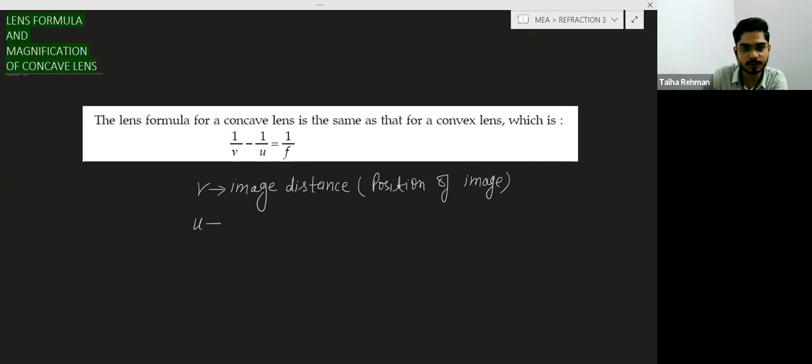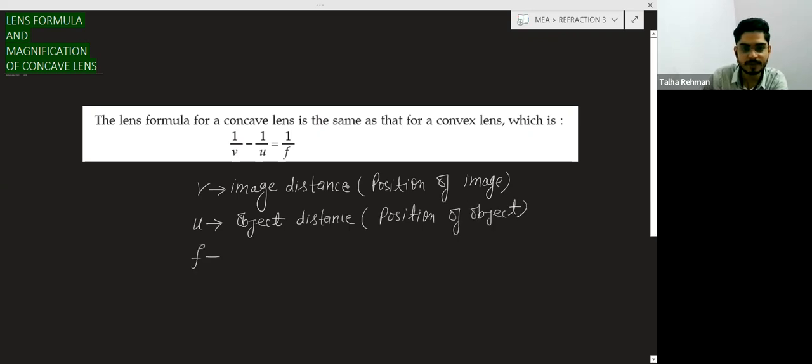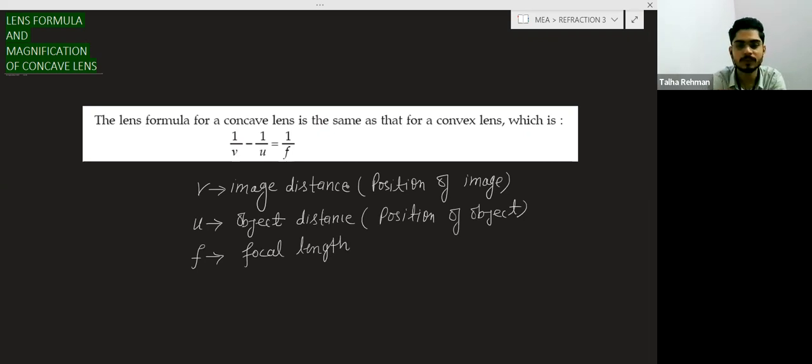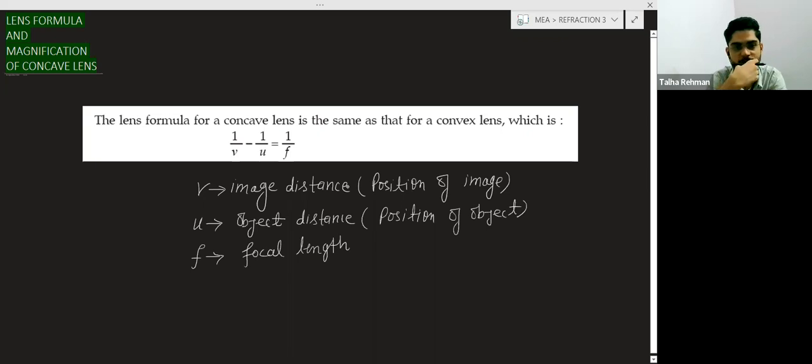What is small u? Small u is the distance of object. Object distance from the optical center. Image distance from the optical center. So this is the position of object. What is f? f is the focal length.